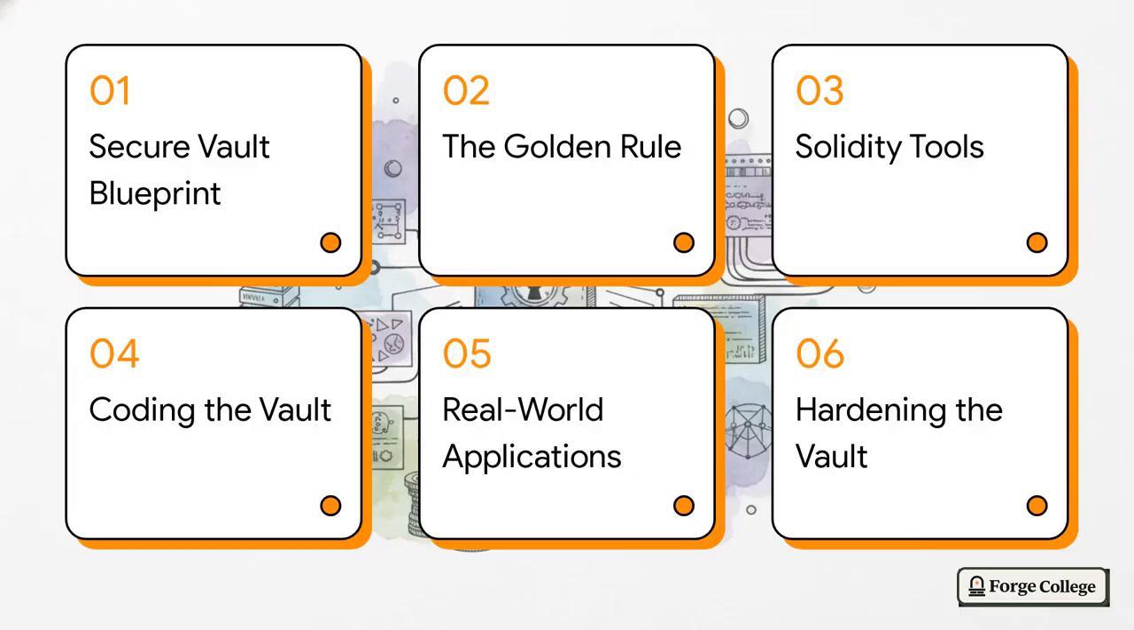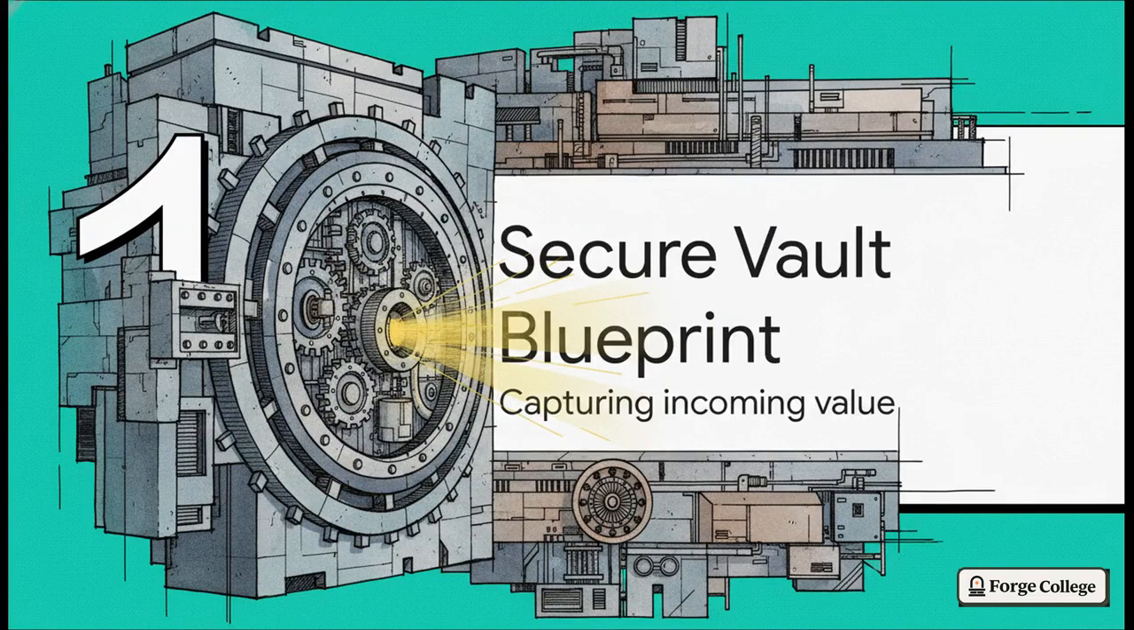To get us there, we've got a pretty solid schematic to follow today. First, we'll lay out the Secure Vault blueprint, basically how to safely capture that incoming value. Then we'll establish the golden rule of smart contract accounting. After that, we'll crack open our Solidity tools, actually write the code for the vault, look at where this is used in the real world, and finally, talk about how to harden that vault against attacks. It's going to be a great build. All right, let's dive right into our first step, the Secure Vault blueprint.